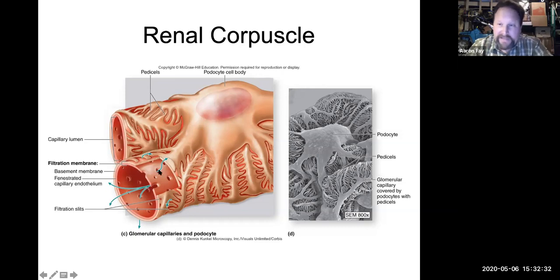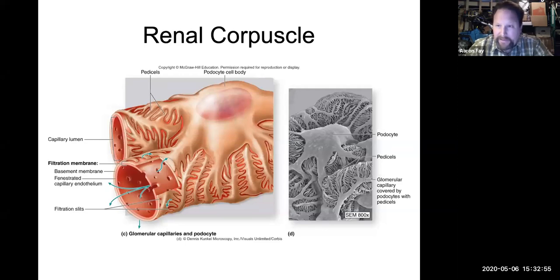Also realize these holes, fenestrations and the filtration slits, are small enough to not allow large proteins to leave the blood. Large proteins are going to stay in the blood vessel, right? They're not going to be lost. Red blood cells are really big, so they are going to stay in the capillary and not be lost. Now, this brings up an interesting point.